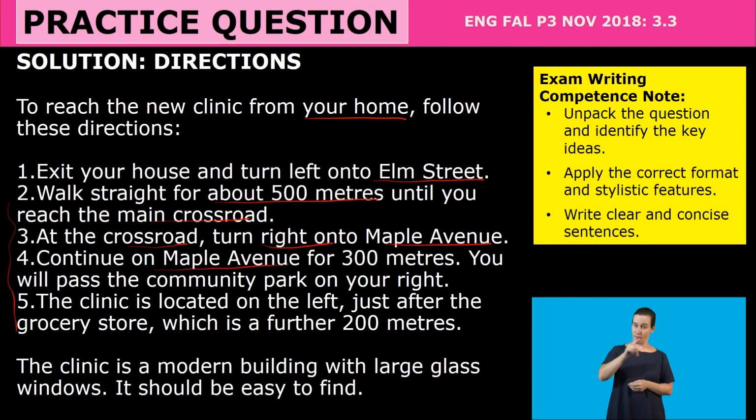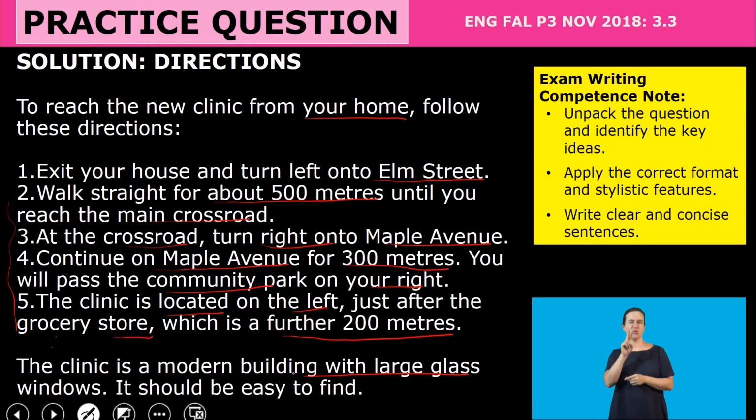Continue on Maple Avenue for 300 meters. You will pass the community park on your right. The clinic is located on the left just after the grocery store, which is a further 200 meters. The clinic is a modern building with large glass windows. It should be easy to find, simple and to the point.